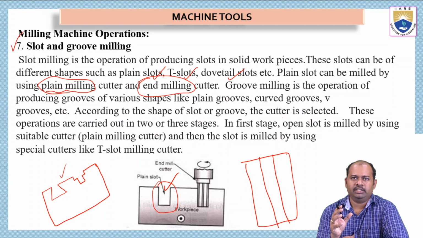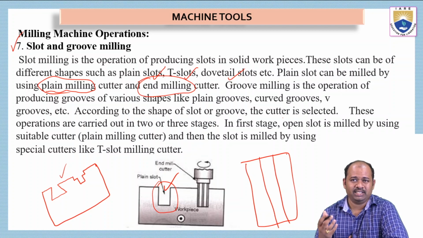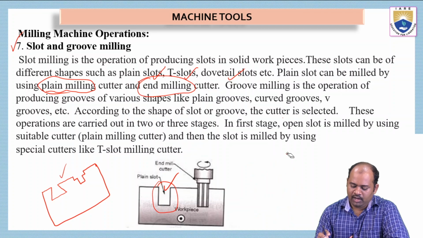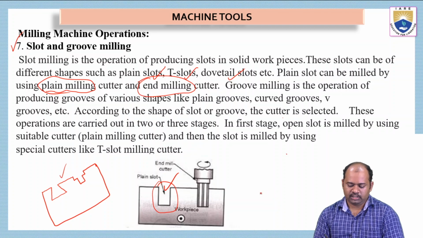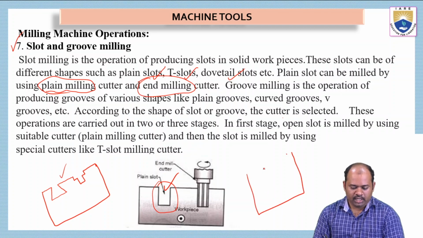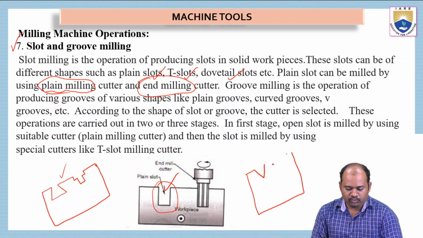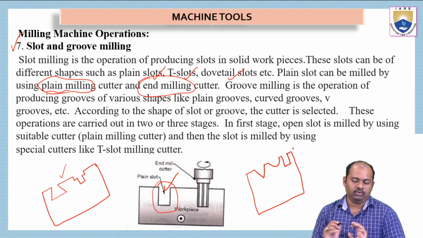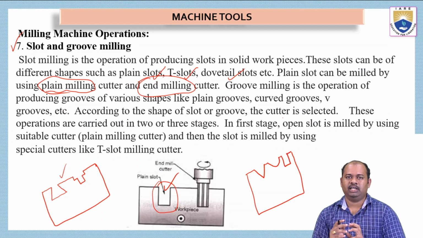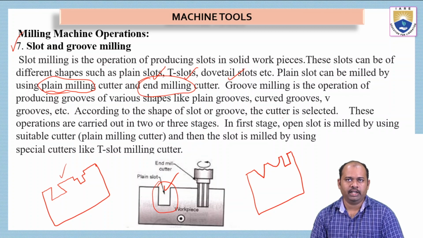Okay. Groove milling is the operation of producing grooves of various shapes like plain grooves, curved grooves, V grooves. And then we have other than plain grooving or plain slotting, we have other operations that are possible, like we can make V-shape grooves, or we can make curved grooves like this, semicircular grooves can be made, or we can make V grooves. V, plain and curved grooves. So these are the different types of grooves that can be made with the help of this slot and groove milling machine.